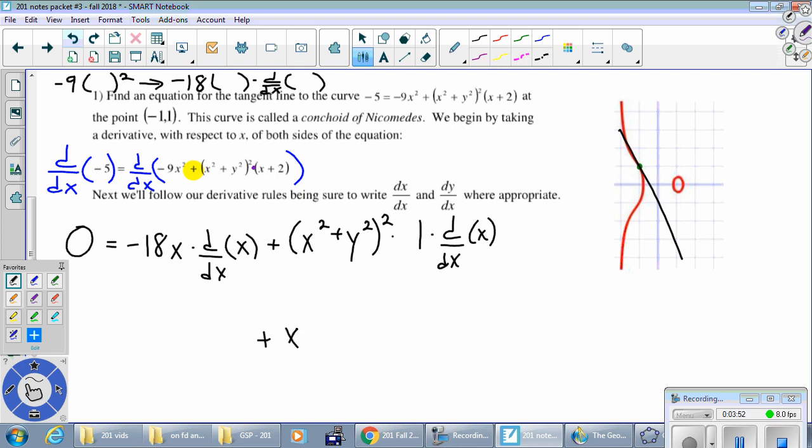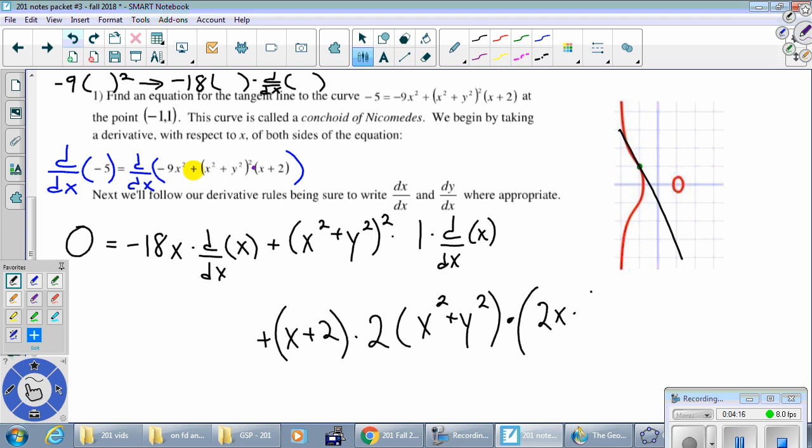Second, (x plus 2) times the derivative of the first. The first is (x squared plus y squared) squared. So that's some stuff squared, and the chain rule says the 2 should come down, you copy the stuff one time, and you subtract 1 from the power, so there's an invisible 1 power, and then times the derivative of x squared plus y squared. The derivative of x squared is 2x, but I'm going to continue to do this silly thing here.